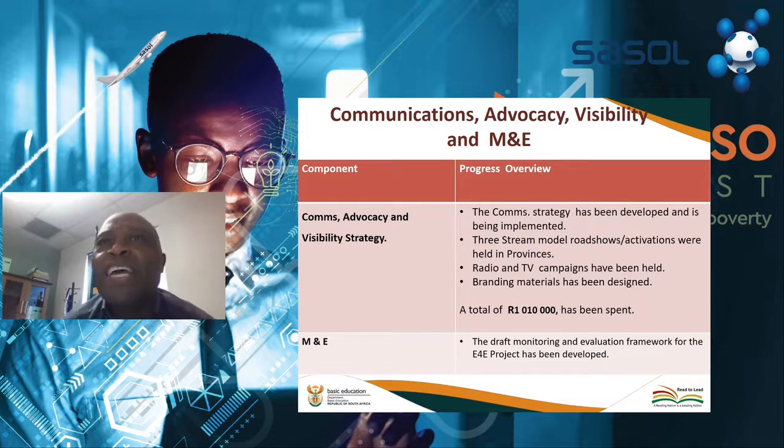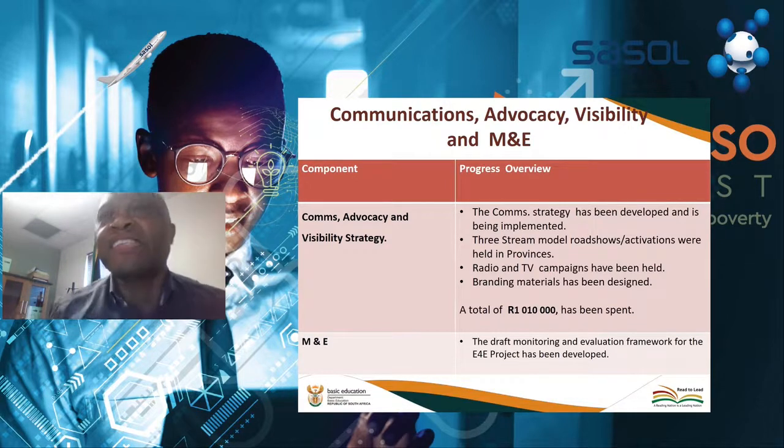In terms of communications, advocacy, and visibility strategy, the communication strategy has been developed and is being implemented. Three-stream model roadshows or activations were held in provinces. Radio and TV campaigns have been held. Branding materials have been designed. A total of about R1 million has already been spent in this regard.